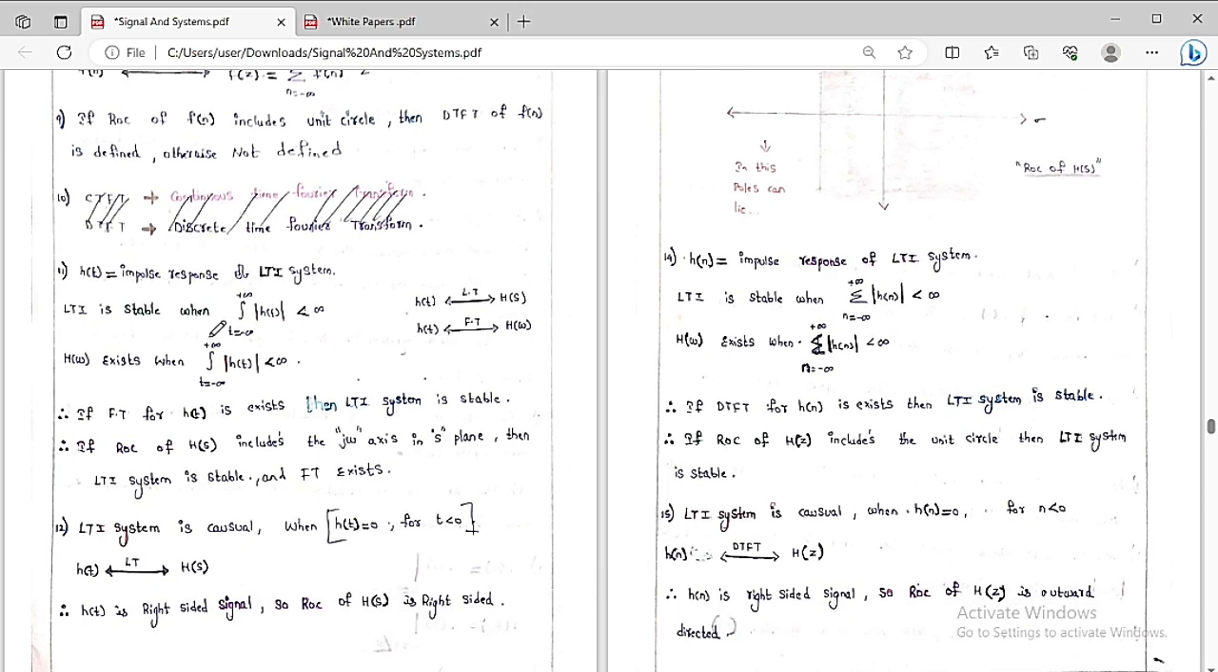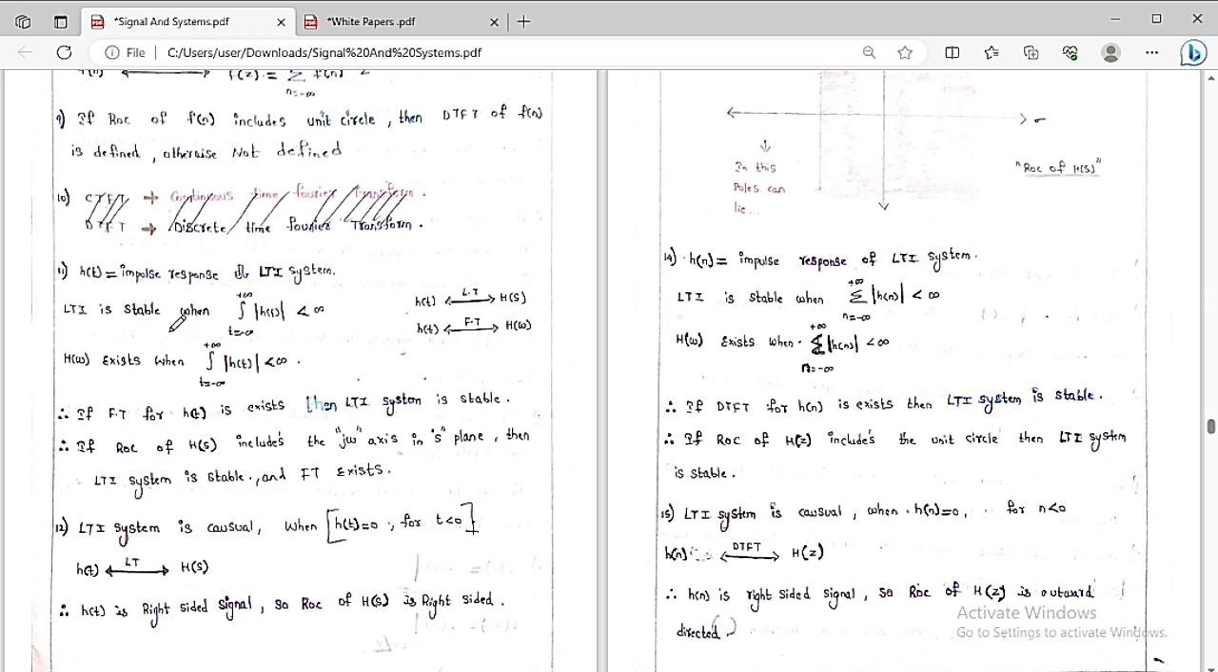Now the next point is, if h of t is the impulse response of an LTI system, the LTI system is stable when the absolute integration of h of t is a finite value. It means that when h of t is absolutely integrable, then only we can say the system is stable. Then I have already told you the Fourier transform is going to exist when the signal is absolutely integrable.